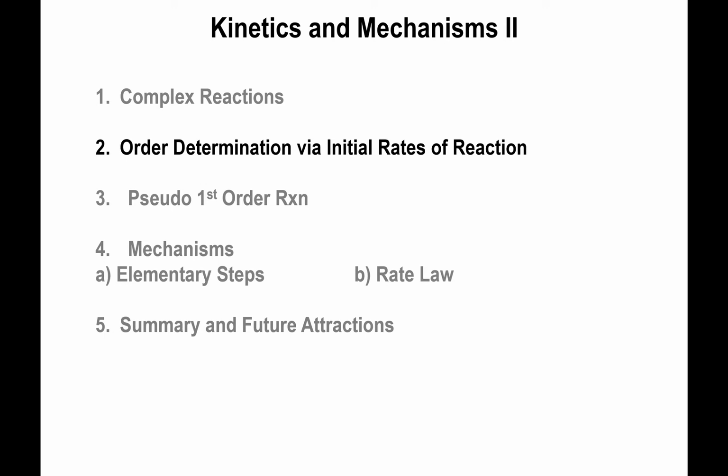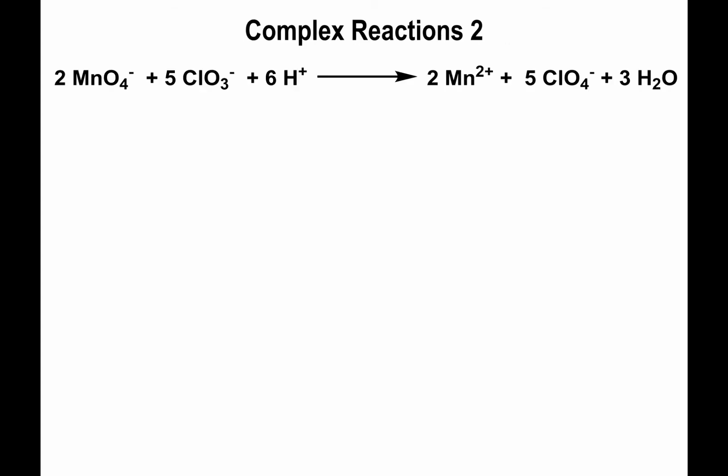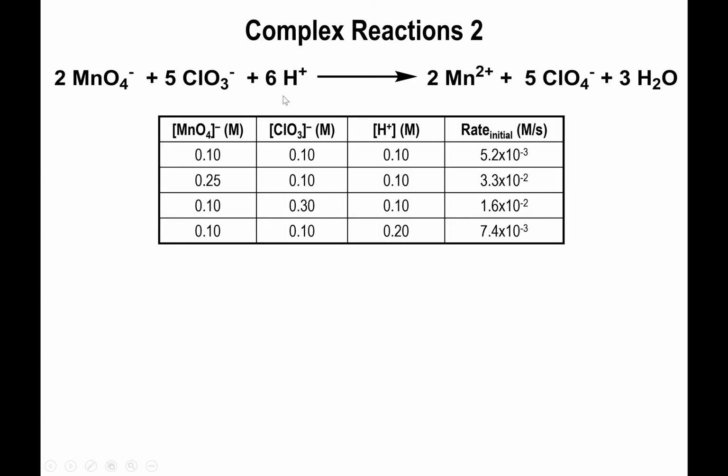Alright, we're about to do a second example where we're going to find out the orders of a number of reactants in a complicated reaction. So we're looking at the following redox reaction between permanganate and chlorate in acidic media. And what you can see here is a table that gives the concentration of permanganate, chlorate, and H+ along with the initial rate of this reaction.